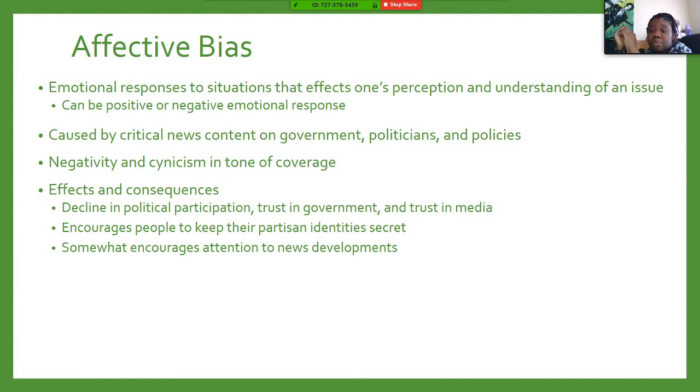There are multiple effects and consequences to affective bias. It can lead to a decline in political participation, trust in the government, and trust in media. It also encourages people to keep their partisan identities secret. I think we talked about that before spring break, that there are conservative students and Republican students on campus that feel that they have to keep their identities secret.